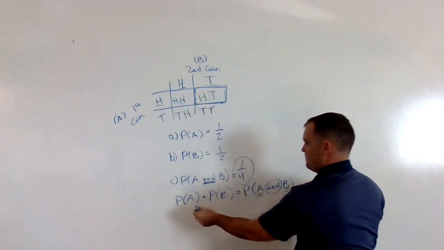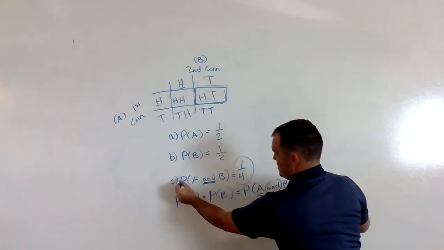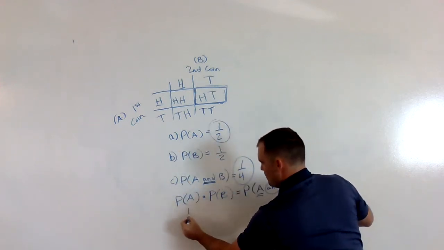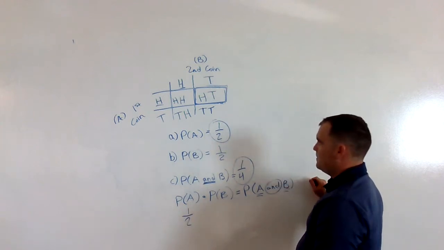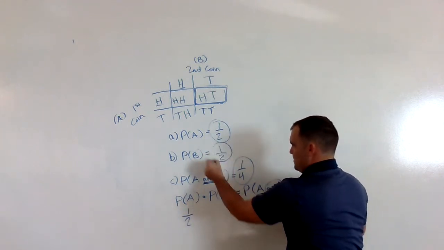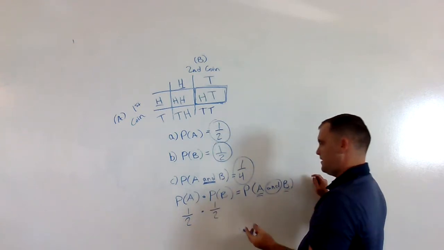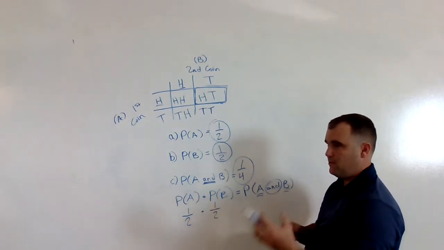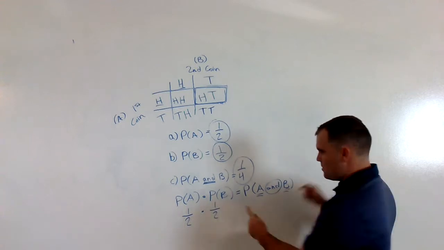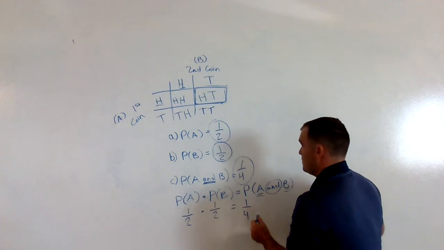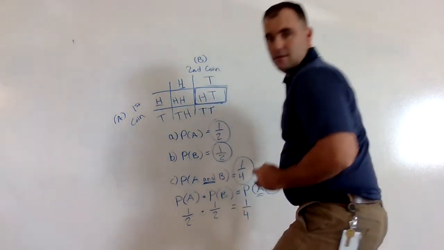So that was 1/4. But if we split this up and we say, what is the probability of A? Well, it was 1/2, right? The probability of A was 1/2. What's the probability of B? Also 1/2. And it just so happens when you're asking, what's the probability of A and B happening together? Well, you can multiply them together and it gives you 1/4 or 25%.